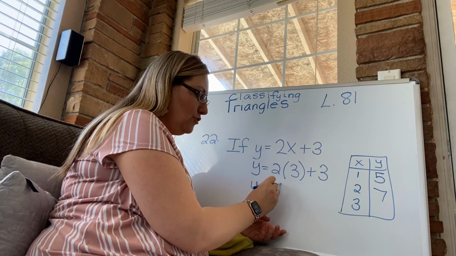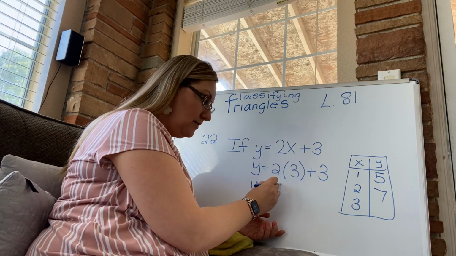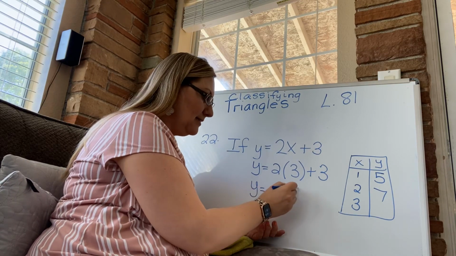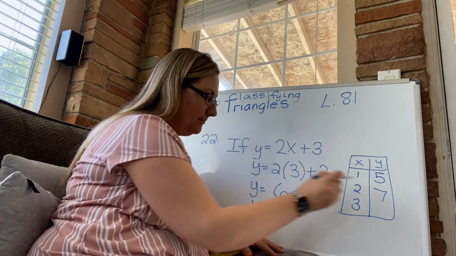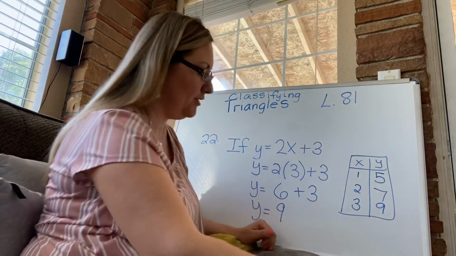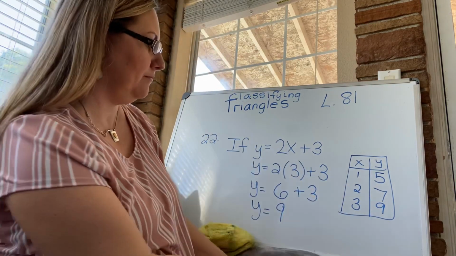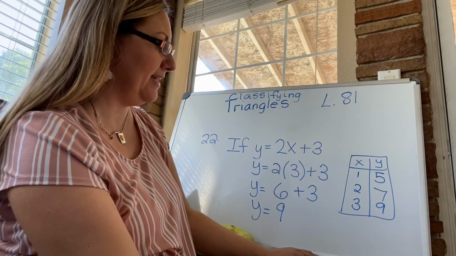Parentheses first, we have 2 times 3, not 2 plus 3. 2 times 3 is 6 plus 3, and check it out. The pattern is continued, and we have 5, 7, and 9.